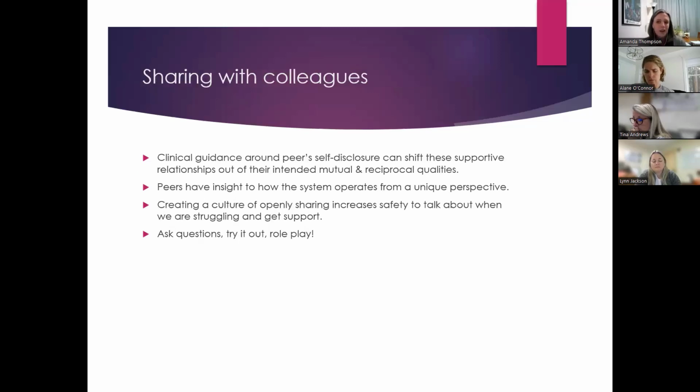Sharing with colleagues, sharing with the teams that we work on, is very different than sharing in our one-on-one relationships. It's a different audience. Sometimes the clinical guidance around peer self-disclosure has a tendency to shift these relationships out of their intended mutual and reciprocal qualities. And that's something that we navigate in team meetings and in different places where we're talking with a multidisciplinary team.